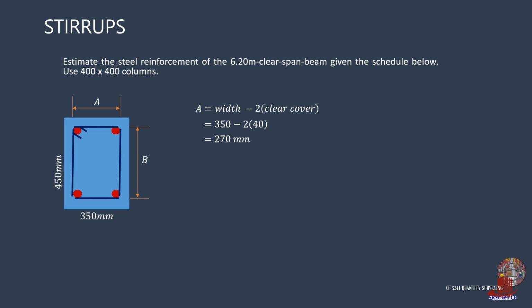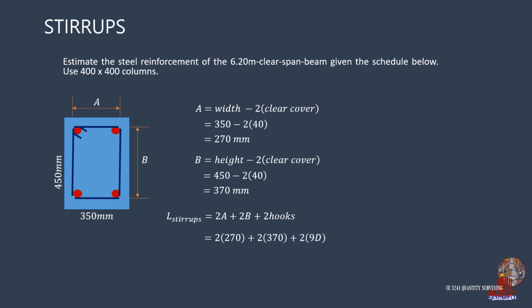The height of the stirrup B, on the other hand, is computed as height less 2 times the clear concrete cover, or 450 minus 2 times 40, and that is 370 mm. The length of the stirrup is then measured as twice of lengths A and B plus 2 hooks. That is, twice of 270 and 370 plus twice of 9D. This is then 540 plus 740 with twice of 9 times 10 mm, which is equal to 1,460 millimeters.